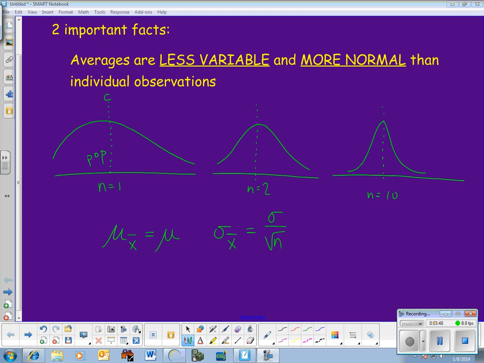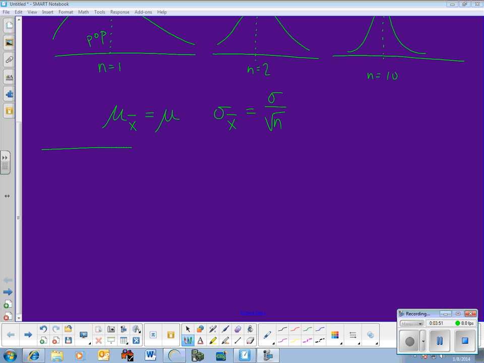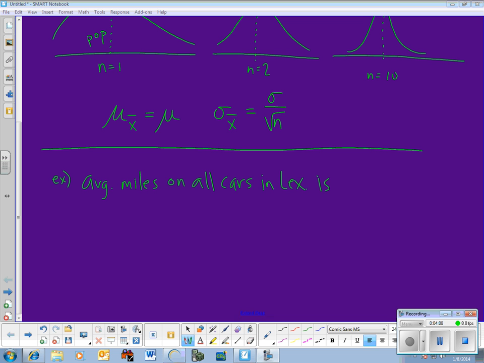So now let's check an example. I'm just going to make one up on the spot here. Let's say, for example, the average miles on all cars in Lexington is, I don't know, 48,000, with standard deviation of, again, I'm just estimating, let's say 17,000. No idea if that's anywhere close to accurate.